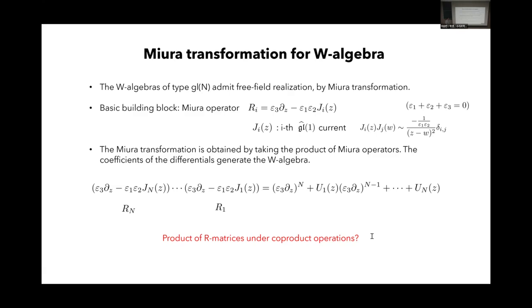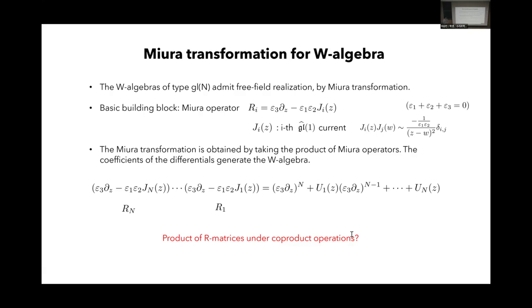What this should remind you of is the structure of the product of R-matrices under the coproduct. I think it appears in one of the talks yesterday. Under the coproduct operations, the R-matrices become a product. And that's the algebraic structure that I want you to notice. I'm giving this slide as a motivation for why we could expect the Miura operator R_i is an R-matrix.